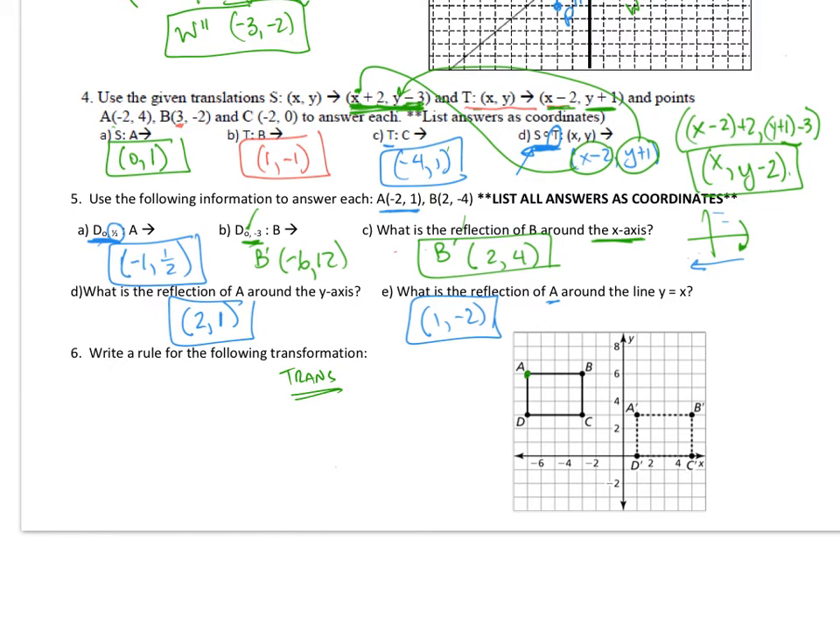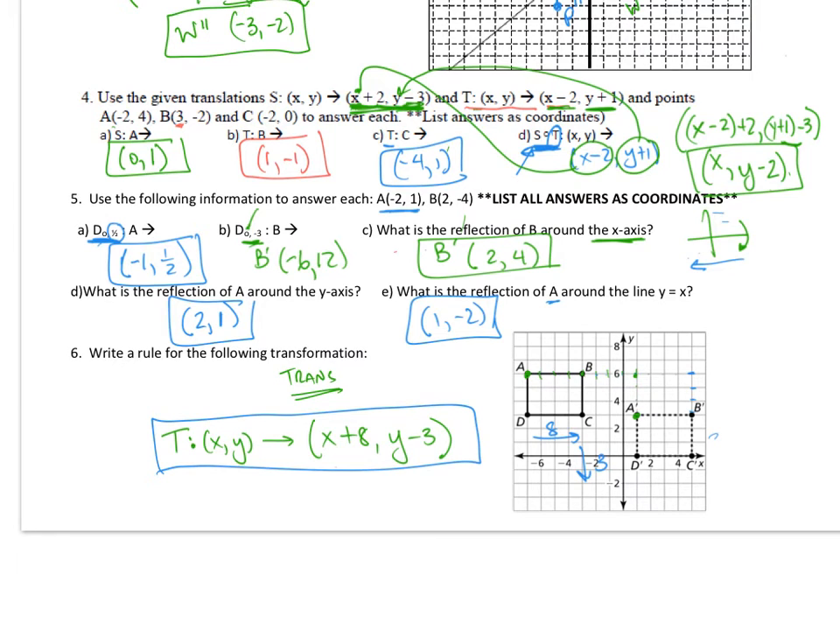So for this one, here's A, there's A prime. So I went 1, 2, 3, 4, 5, 6, 7, 8 to the right. So this is a transformation so that every xy point goes x plus 8, because I went 8 to the right. And then I went down 1, 2, 3. So y minus 3. If you check and test the B point, we went 1, 2, 3, 4, 5, 6, 7, 8, down 1, 2, 3. It's the same thing. All of these are to the right 8, down 3. So the way I write it is x plus 8, y minus 3.